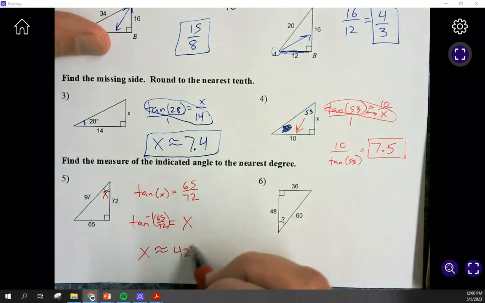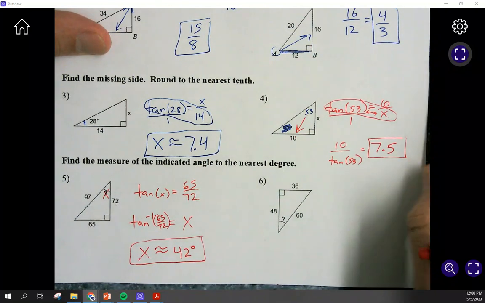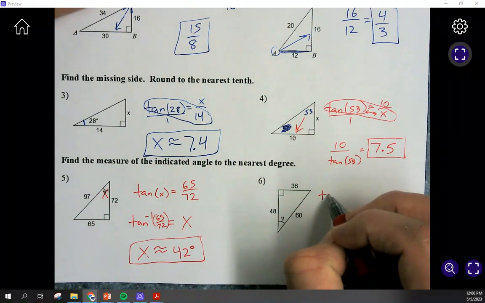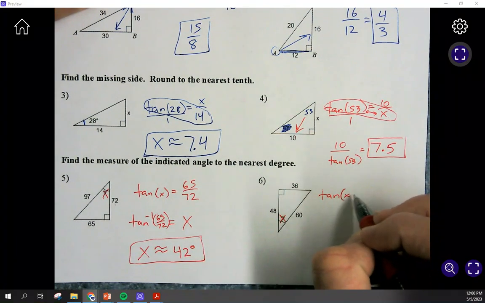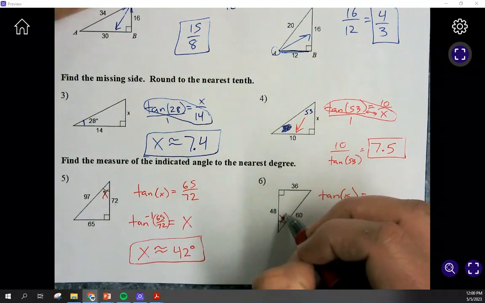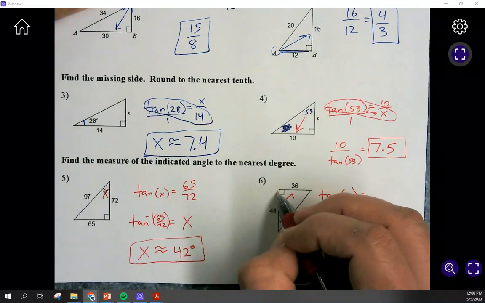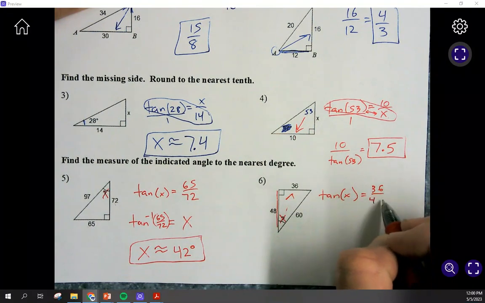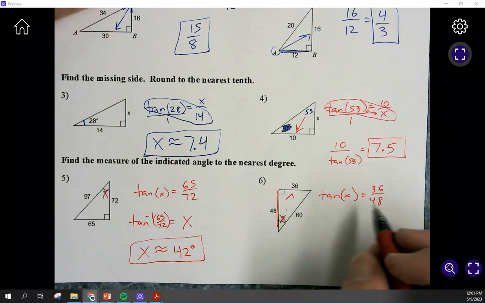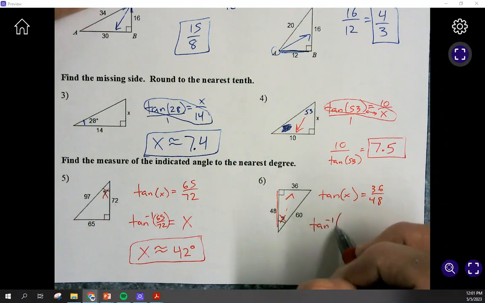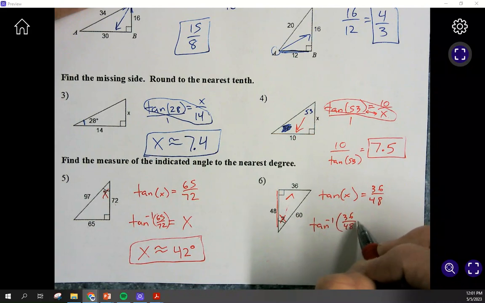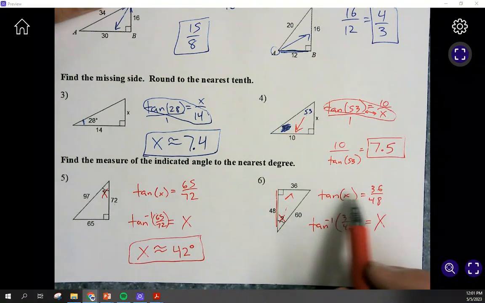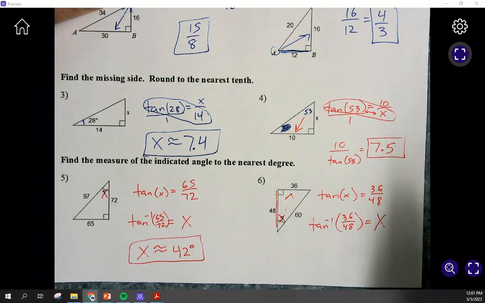And that's it. So if you have two sides, you can find an angle using sine, cosine, and tangent ratios. Today we're just doing tangent. So tangent of x must be opposite over adjacent. So 36 is my opposite, adjacent is 48. To find the angle, I have to do the inverse function here. So 36 over 48 switches spots with x. Inverse of a fraction is a flipped fraction. Inverse here of a trig function, they just switch spots.